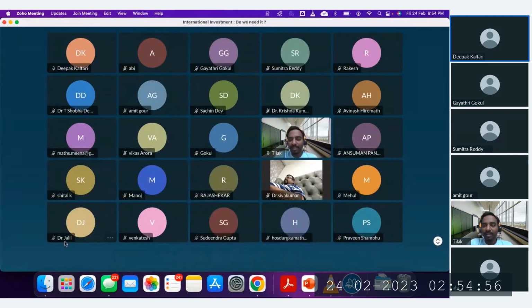I have close to 29 members, so some, at least some, would definitely be investing overseas.